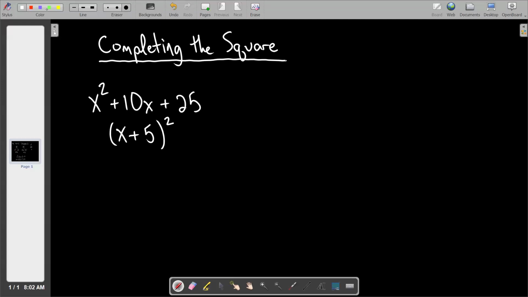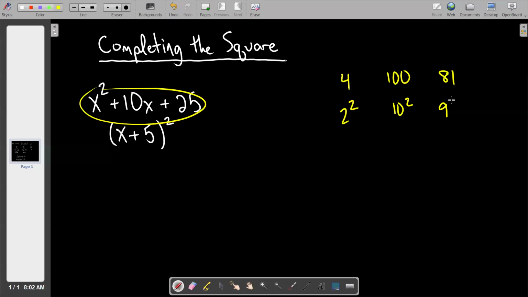So this is called a square. I know it doesn't look like a square, it looks like an oval, but I'm talking about that mathematical expression. Something like x squared plus 10x plus 25 is called a square. The reason we call it a square is for the exact same reason that we call 4 a square. Why is 4 a square? Because it's 2 squared. Why is 100 a square? Because it's 10 squared, right? Why is 81 a square? And so that's why I can call x squared plus 10x plus 25 a square, because it's something squared.